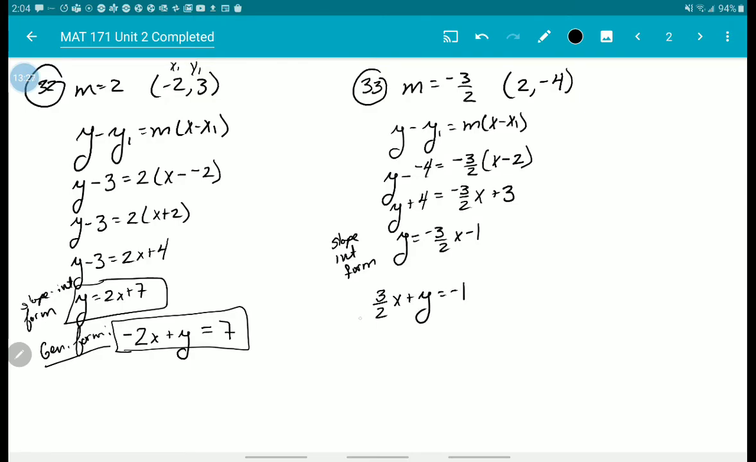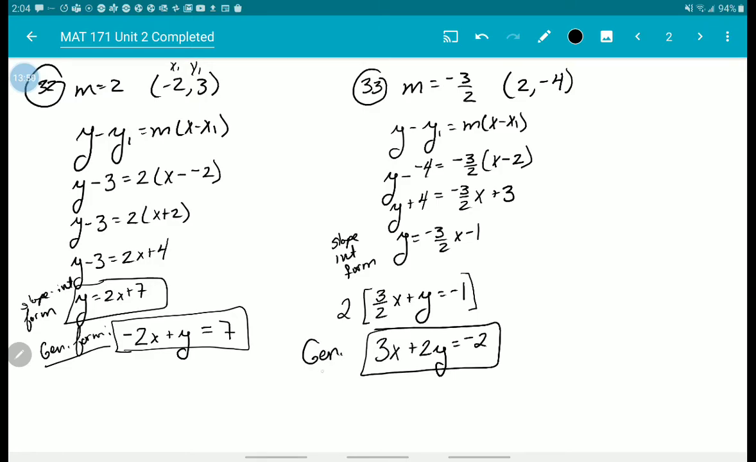So we're almost there. We want to get rid of fractions. And we can do that in this case by multiplying everything by 2. So if we take 2 times that 3 halves x, we're going to have 3x. 2 times 1y is 2y. And 2 times a negative 1 is a negative 2. So there's our general form.